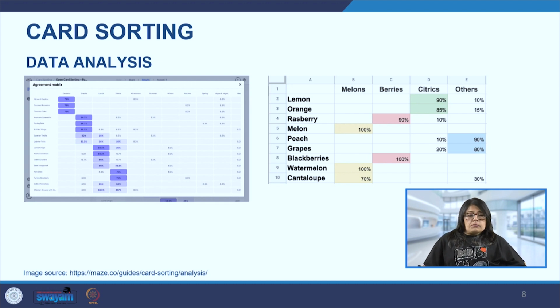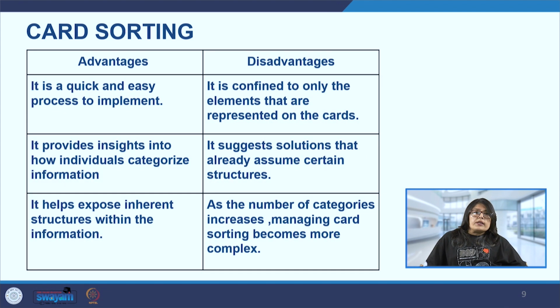Category names and themes can sometimes be challenging due to the varying placements of cards by participants. So there are several tools available which offer diverse visualizations for in-depth analysis of placements. Those can be utilized depending on how large the data is that we have collected. We can see the advantages of card sorting are that it is a quick and easy process to implement, it provides insights into how individuals categorize information, and it also helps expose inherent structures within the information.